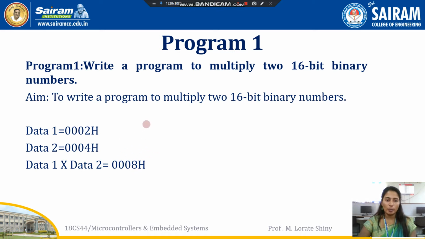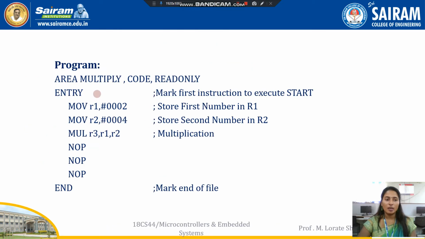For this operation we are going to write the assembly language program. AREA, as I told, is used to define the code area. Next the section name, I have given MULTIPLY. Next CODE, READONLY memory. This is the entry point, where the program starts.